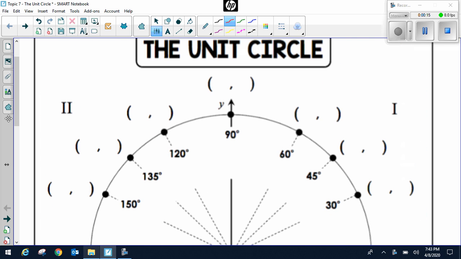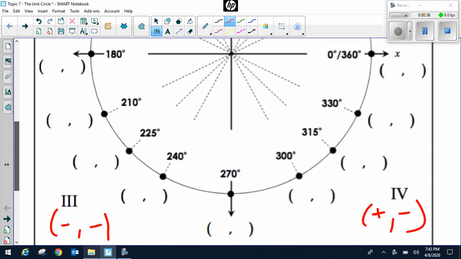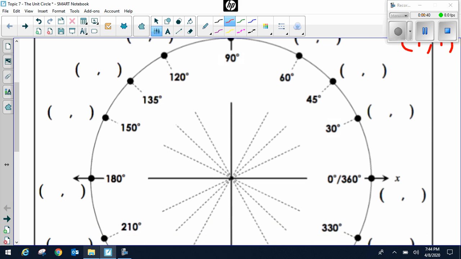Okay. In quadrant 1, the x and y would be positive, positive, just like it is in the regular coordinate plane. In quadrant 2, the x value is negative and the y value is positive. In quadrant 3, it would be negative, negative. And in quadrant 4, it would be positive, negative.